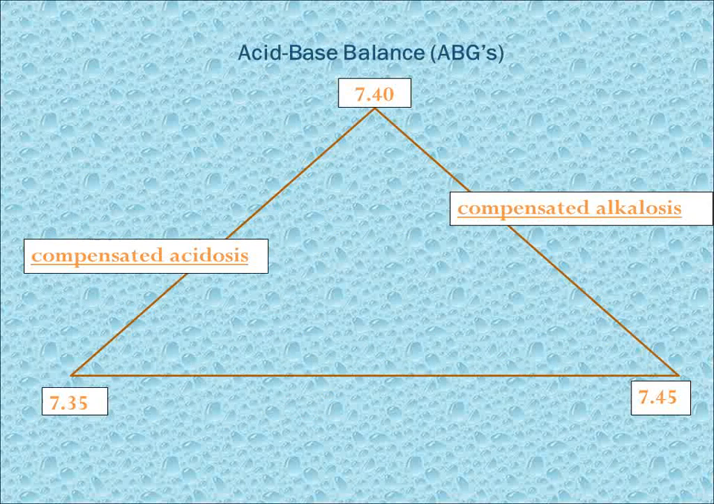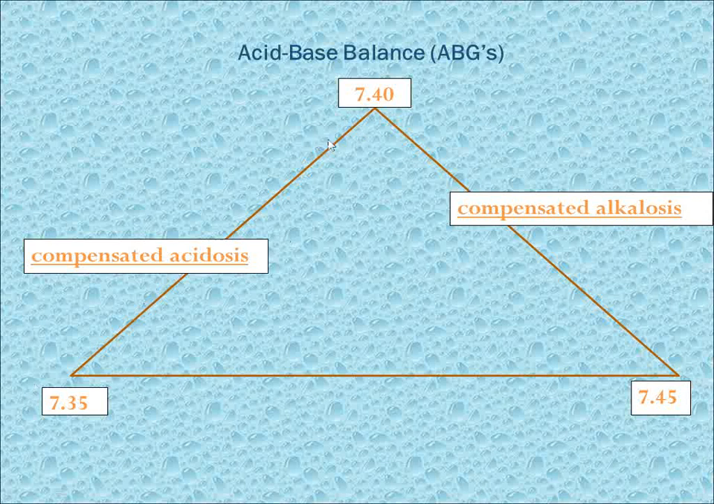Whenever there's a compensated ABG, we use this triangle to help us. What I've put on the bottom part of the triangle is 7.35, that's the low end of normal, and 7.45, the high end of normal. And if you were the perfect person and you had the perfect ABG pH value, your pH would be 7.40. So that's the perfect value. And then I drew a line between all of these values.